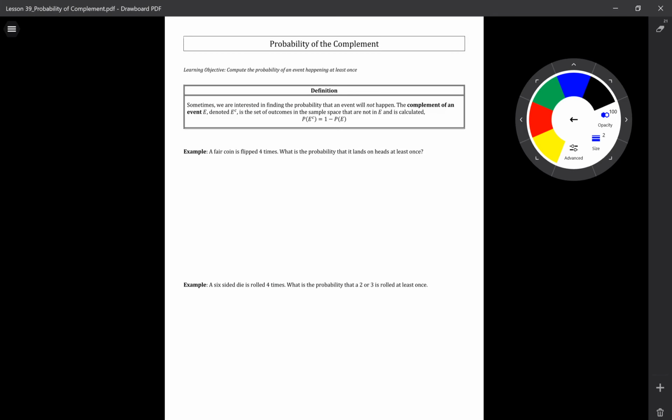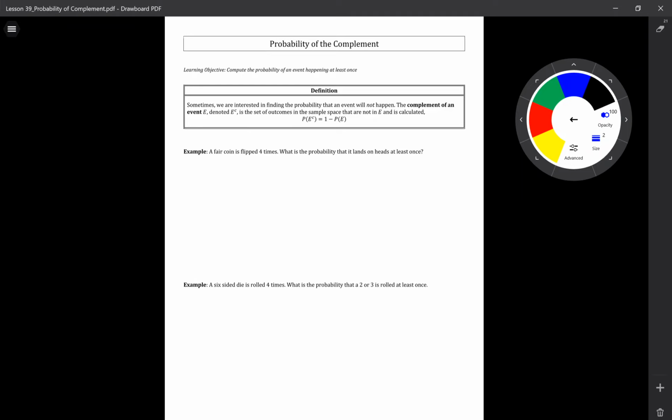All right, so our lesson for today is called the probability of the complement. In all of these problems, we want to find the probability of something happening at least once. But that can be tricky when we are talking about doing an experiment multiple times. So the way that we are going to calculate this is by calculating the probability that it never happens, and then finding the complement, or the opposite of that.